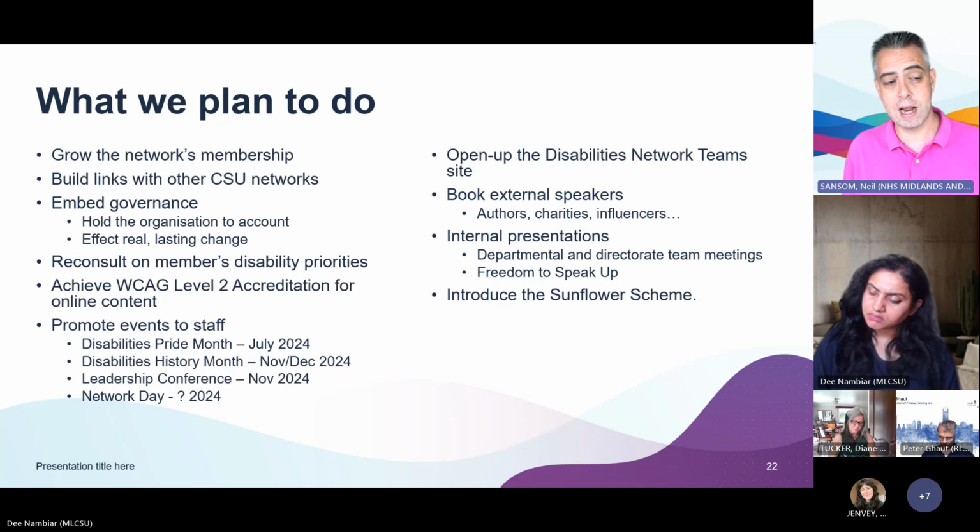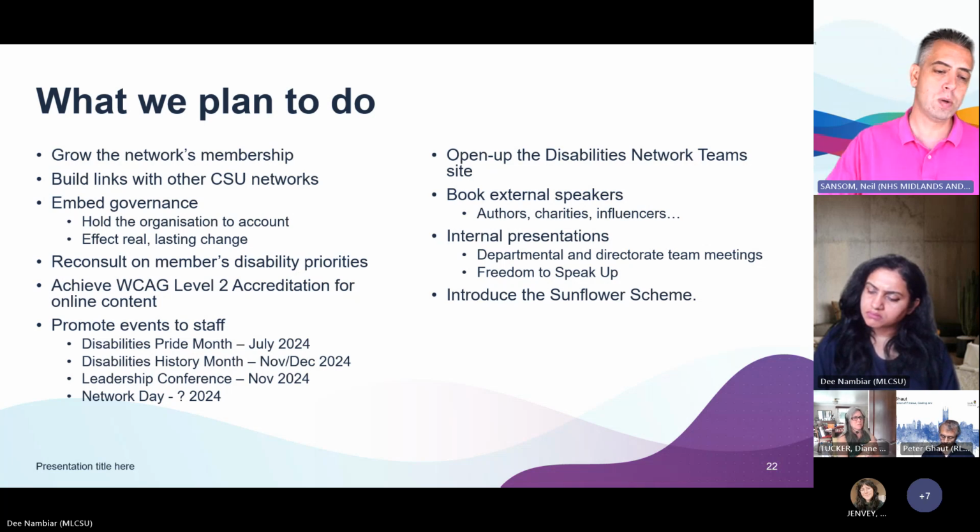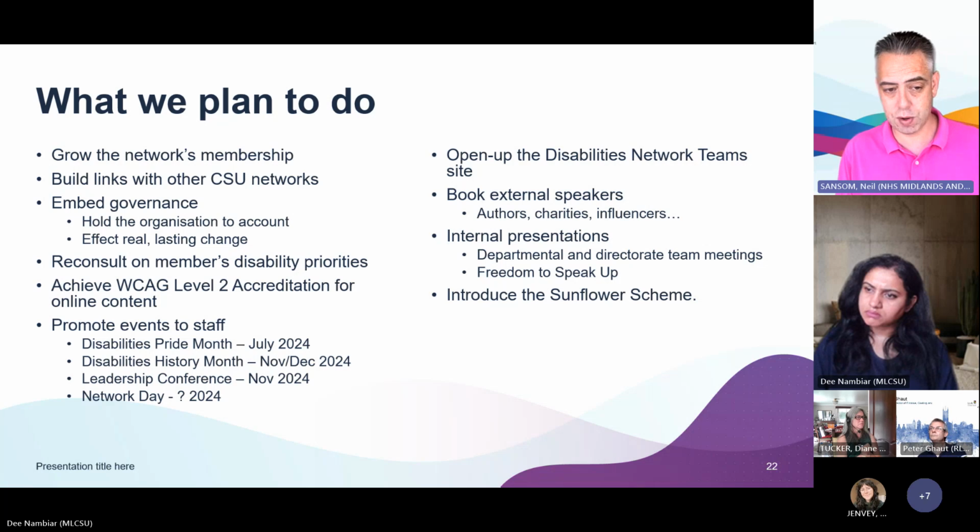We're looking by the end of the year to have achieved the Web Content Accessibility Guidelines accreditation for our online content. And also, we're going through a number of different promotional events. So next month, Disability Pride Month, we're going to be having a committee for Disabilities History Month, which takes place spanning November and December. We've got the leadership conference that is happening again in November.